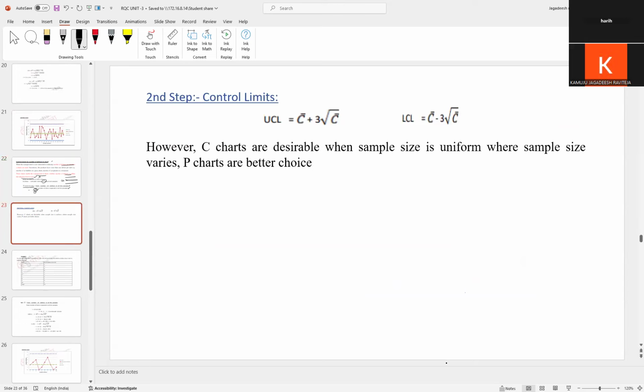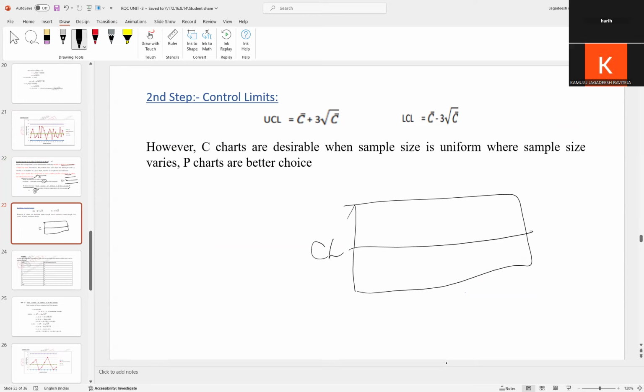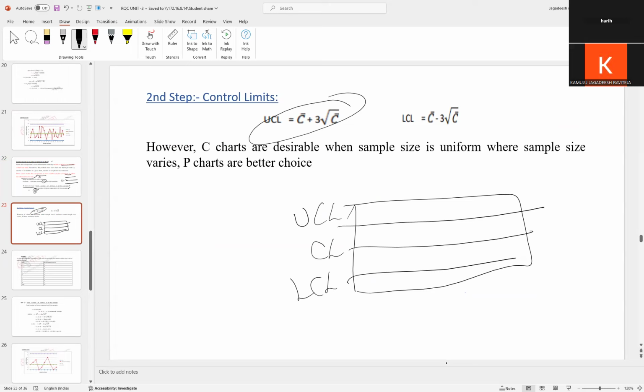Yes. So the next step: we already calculated the value of the center line. Now we have to find the formula for the upper control limit as well as the lower control limit. What is the formula for the upper control limit? We already calculated the value of C bar. Therefore the upper control limit is given by C bar plus 3 root C bar. And the formula for the lower control limit is C bar minus 3 into square root of C bar. So these are the formulas for the upper and lower control limits.